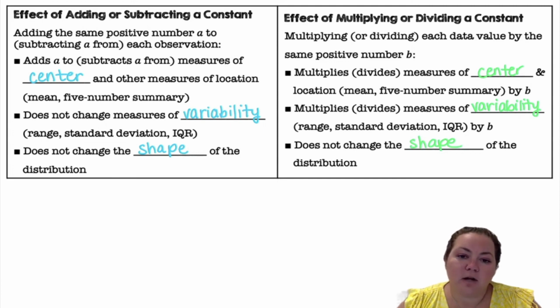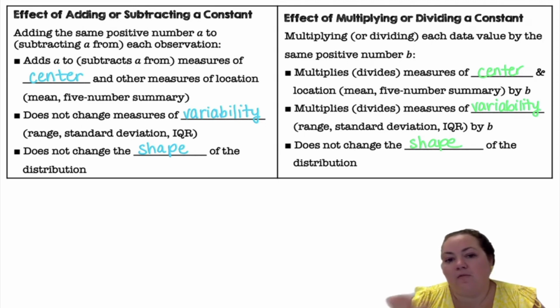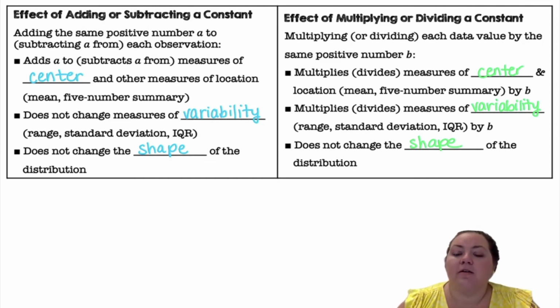So when I'm adding and subtracting, it only affects the measures of center, like the location values. It doesn't change the spread. When I'm multiplying or dividing, it does change the spread, and it changes the values, the location values.